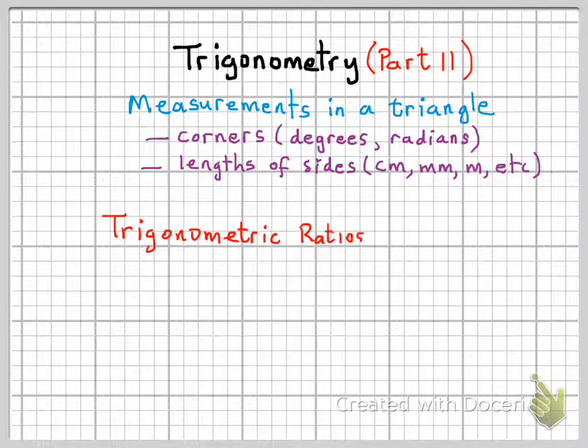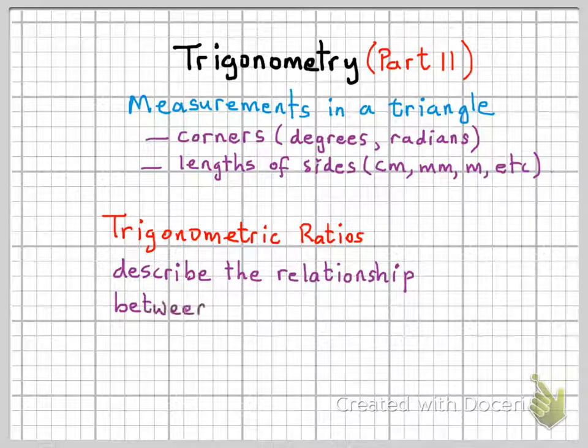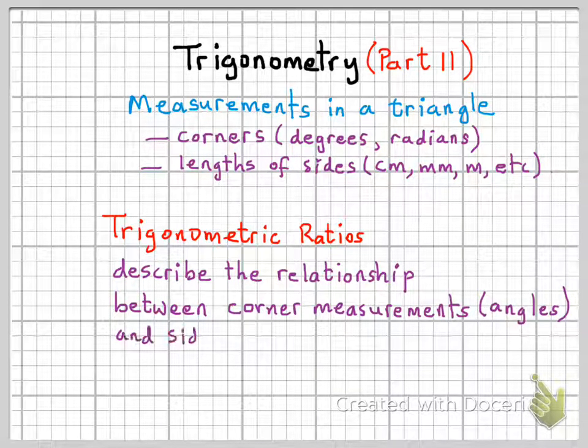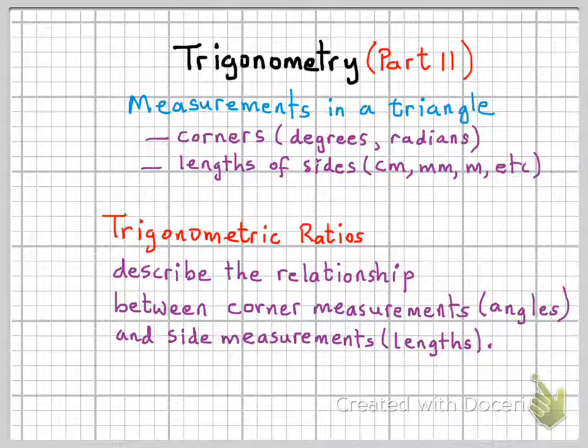Now, to help us with these measurements, we are going to be employing what we call trigonometric ratios. Now, what are these? Trigonometric ratios describe the relationship between the corner measurements, which are angles, and the side measurements, which are lengths, in a triangle. We are going to start this with right triangles.